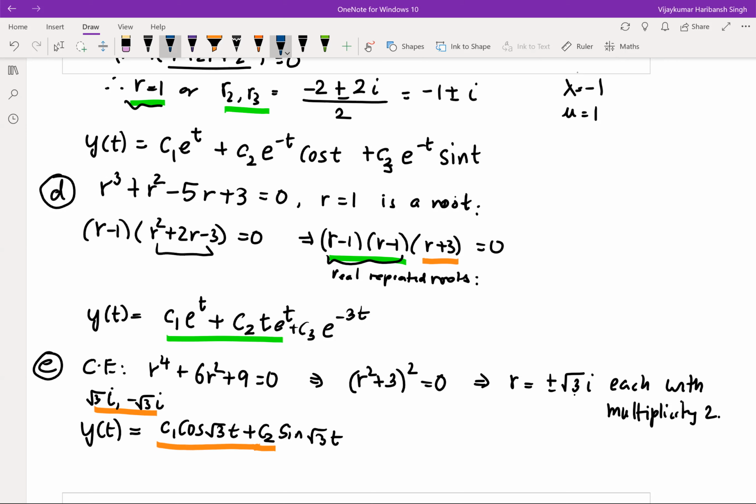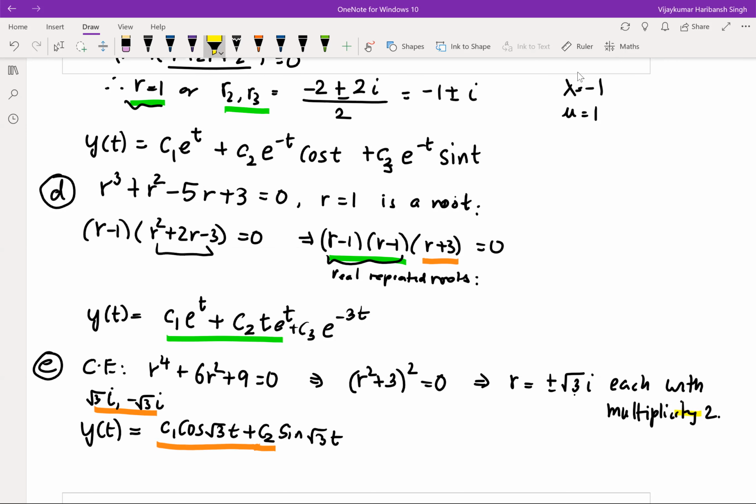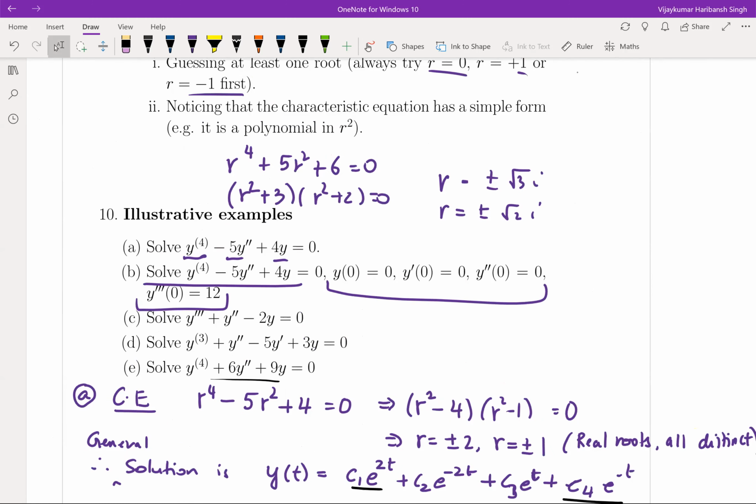Now, due to the fact of double root, due to the fact of multiplicity 2, because of this part, we'll get, again, c3. What you have to do is multiply by t. So c3 t cos root 3t plus c4 t sin root 3t. So this is the general solution of this. So until now, what have we done so far? We have discussed the homogeneous linear differential equation with constant coefficients.